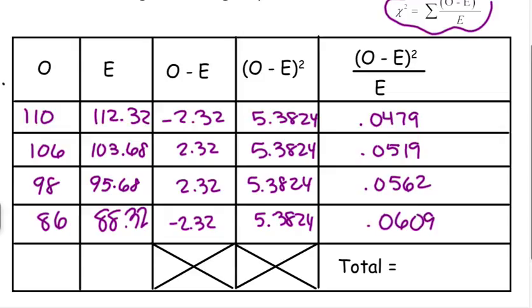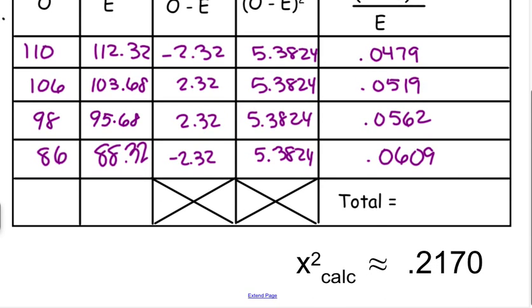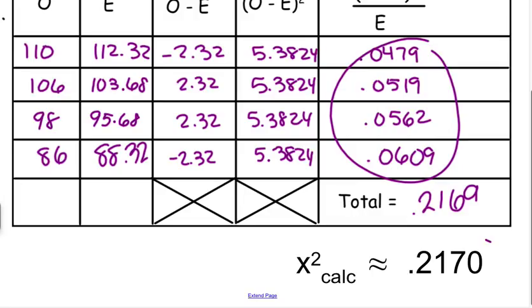All right, now we'll add up those numbers, 0.0479 in the last column. So we're adding up these numbers here. Okay, I got 0.2169, so I just rounded it to 0.2170. All right, we're about 12 minutes, so I'm just going to pause this one and we'll start on the next video to finish this problem.